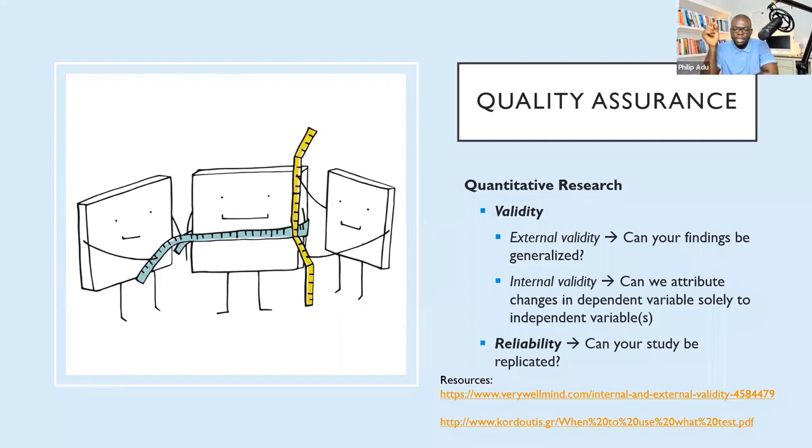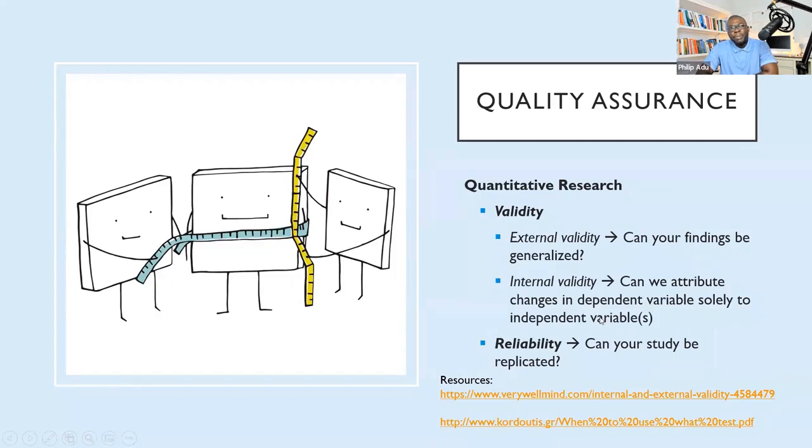Also, internal validity. Normally, when you think about internal validity, what comes into mind is experimental design. Because when you're doing an experiment, you want to make sure that everything is controlled so that at the end of the day, you can attribute the changes that happen on the dependent variable to the independent variable. This is where you can say that your study has a high internal validity.